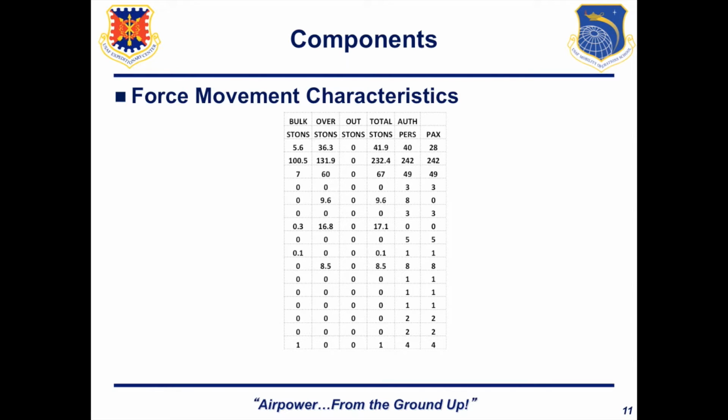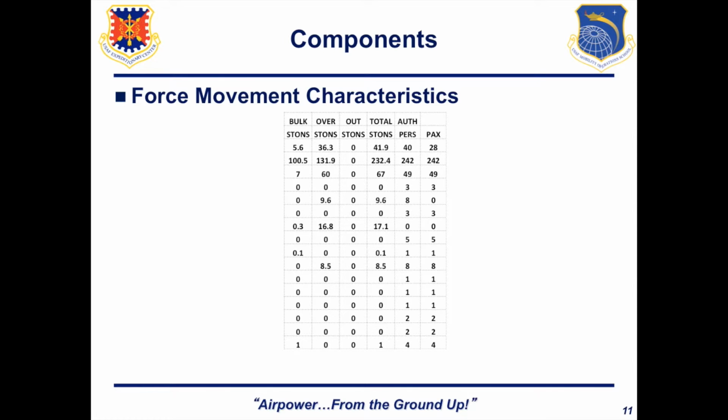Outsized short tons are those pieces of equipment that require a C-5 aircraft or a C-17 aircraft to move. They won't fit on a smaller aircraft like a C-135 or a KC-135, KC-10, or a 130. The dimensions are just too big. You total all that up and you get the total number of short tons.